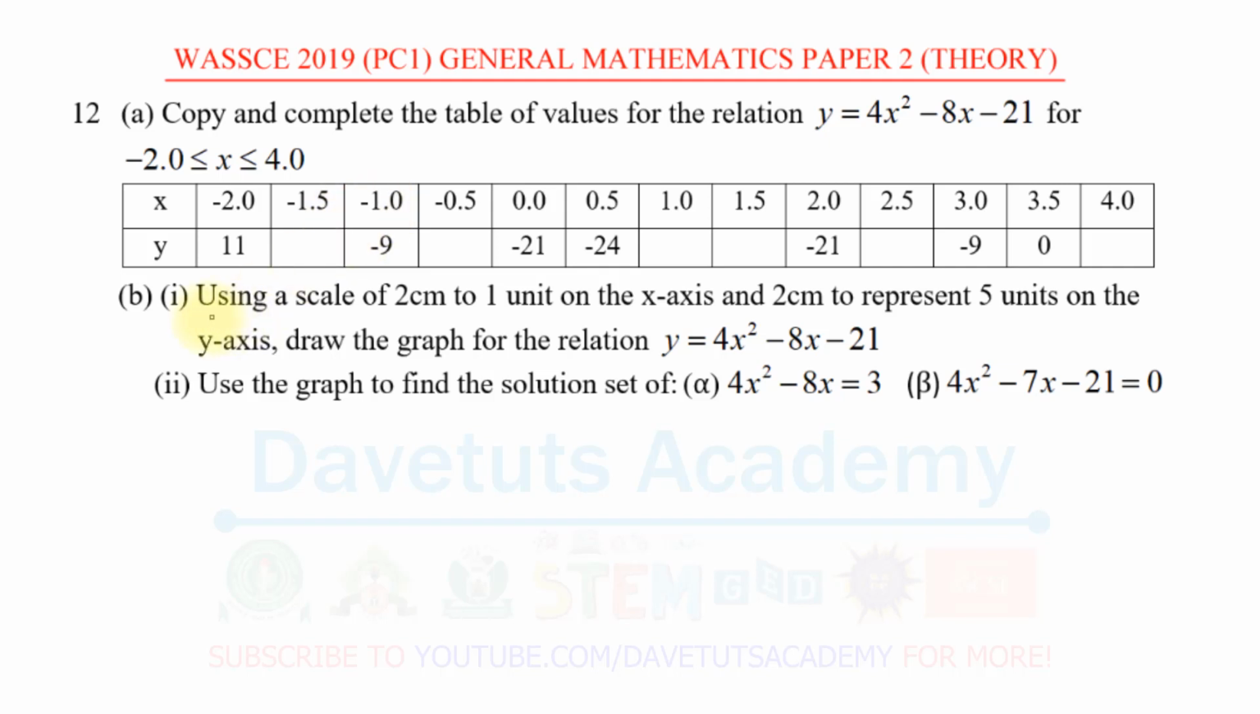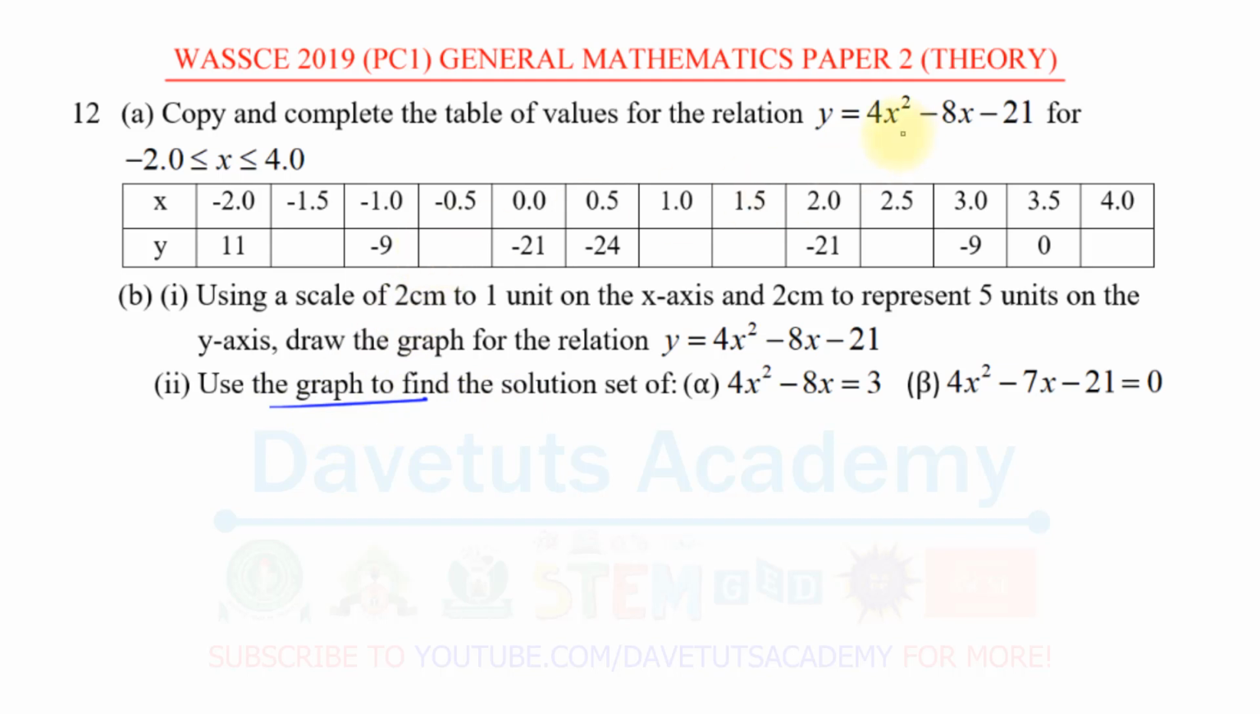Further to that, we have to use a scale of 2 centimeters to 1 unit on the x-axis and 2 centimeters to represent 5 units on the y-axis to draw the graph for the relation y is equal to 4x squared minus 8x minus 21. The fact that we have been given the scale to use goes a long way to simplify the question for us. We will abide by that scale. But then this B2 is going to be quite interesting. We have to use the graph to find the solution set of this. I want to clarify that before going ahead to populate the table. We are told to use the graph. Now that is the key point.